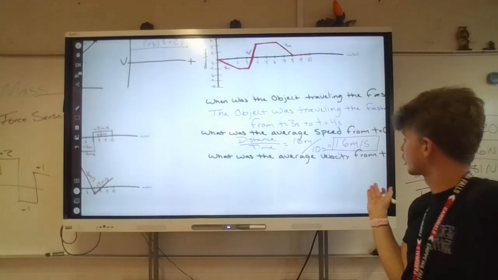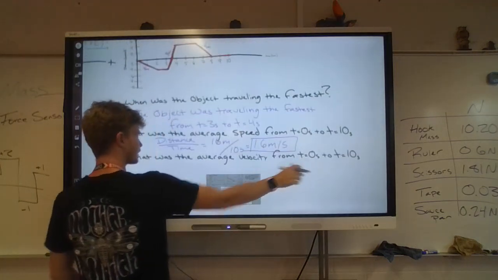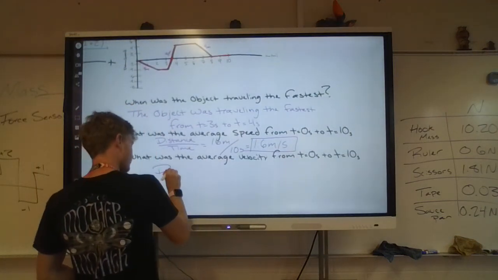Now, how is your average velocity different? For average velocity from 0 seconds to 10 seconds, we need to find the displacement.